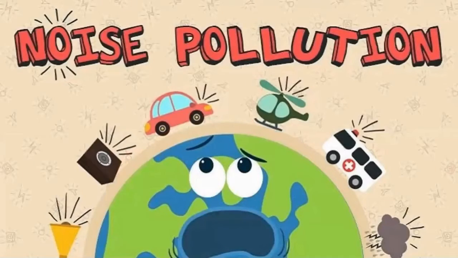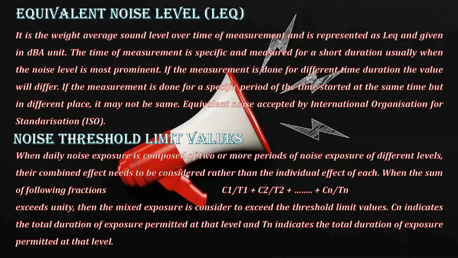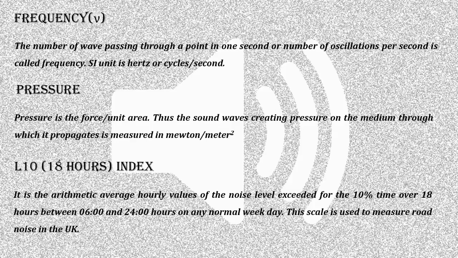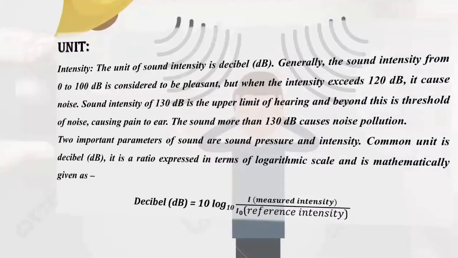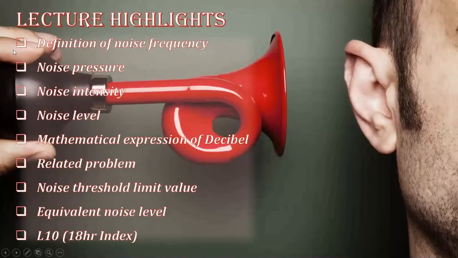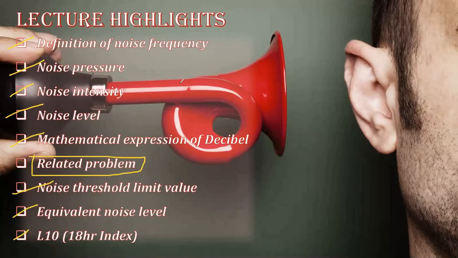So these were the basic things about noise pollution. One more thing I would like to discuss. Let's go back. Here, as you can see, we have explained the definitions of noise frequency, noise pressure, noise intensity, and noise level. We have explained the mathematical expression of the decibel, and these three also. But what about this one? What about decibel-related problems? We need to do it. Okay, so let's do it.